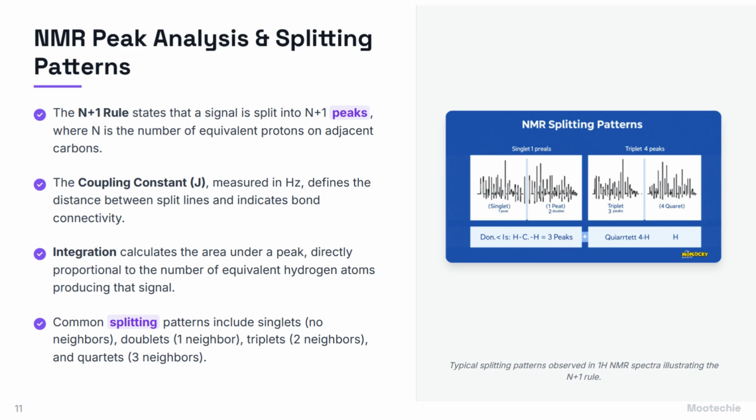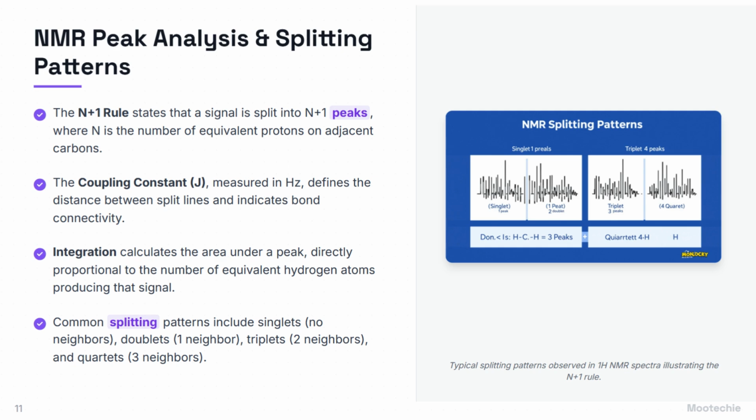Integration calculates the area under a peak, which is directly proportional to the number of equivalent hydrogen atoms producing that signal. And common splitting patterns you will encounter include singlets for no neighboring protons, doublets for 2 neighbors, triplets for 3 neighbors, and quartets for 4 neighbors.